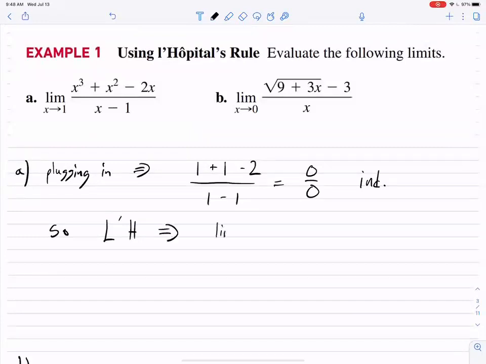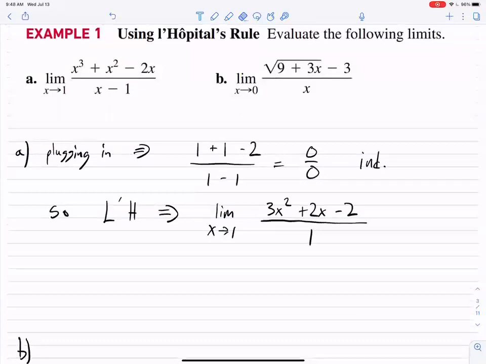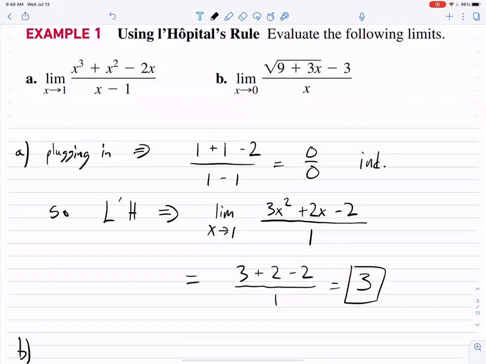It becomes the limit as x approaches 1. And then it's the derivative of the top, so 3x squared plus 2x minus 2, over the derivative of the bottom, which is 1. And so this is the new limit. And what does that limit equal? Well, that one we can just plug in and you get 3 plus 2 minus 2 all over 1. And so that equals 3. And so that means the limit is 3.